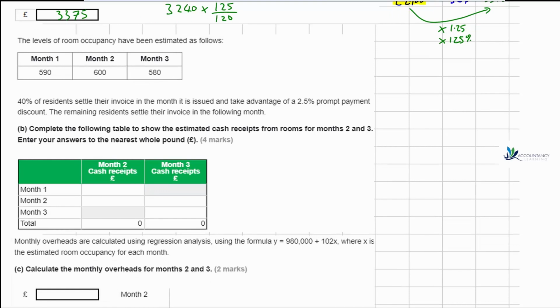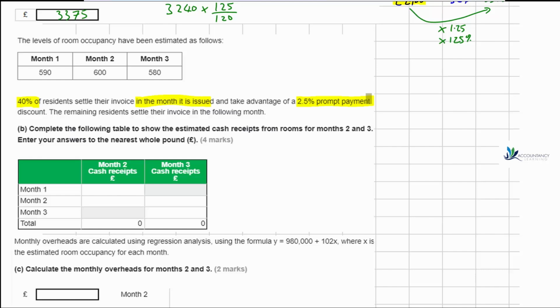The levels of room occupancy have been estimated as follows. In month 1, 590 rooms, in month 2, 600, and month 3, 580. We're told that 40% of residents settle their invoice in the month it is issued, and they also take advantage of a 2.5% prompt payment discount. The remaining residents settle their invoice in the following month.